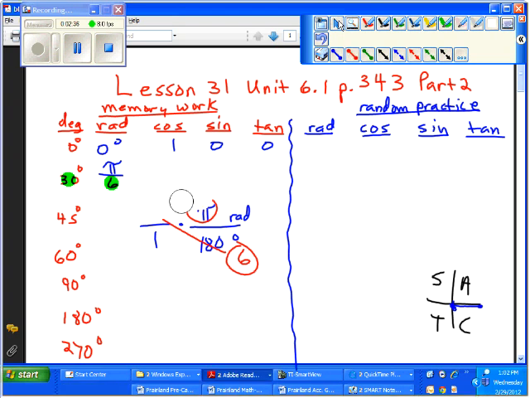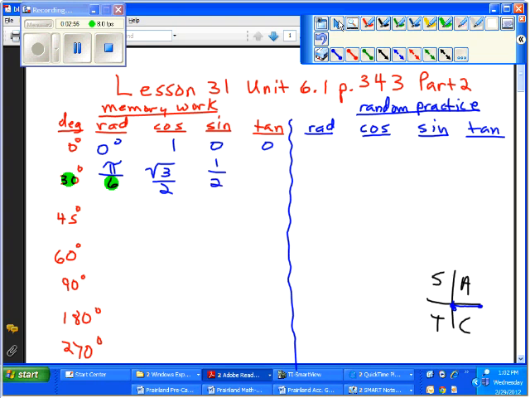And so if we were in quadrant 1 and we really did have 30 degrees, or we really did have pi over 6, then we know that the cosine of 30, or pi over 6, is square root 3 over 2, which needs to be committed to permanent memory. And the sine of 30, or pi over 6, is 1/2. And the tangent of 30, or pi over 6, is square root 3 over 3.